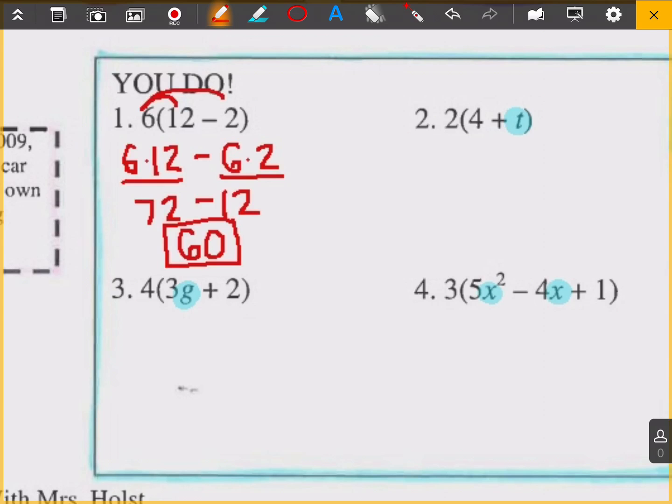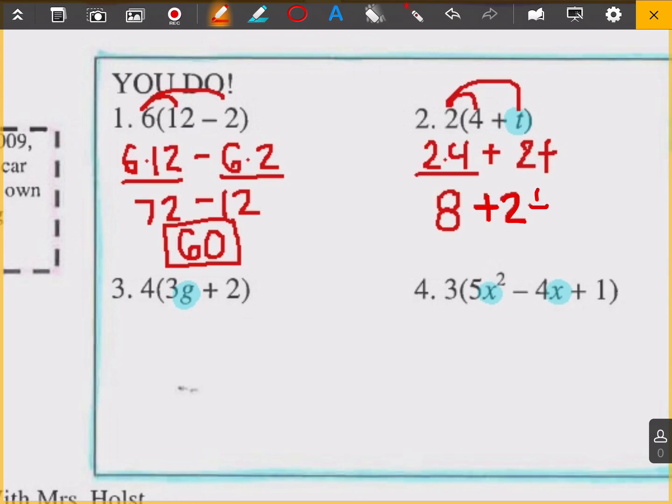For number 2, this one has a variable, so we're still going to distribute that 2 to both of the values inside the parentheses. So this would be 2 times 4 plus, because that's our sign, 2 times t, or we could just write it as 2t, because when numbers and variables are next to each other, it means that they're multiplying. The only thing we need to simplify here is the 2 times 4, which is 8. We bring down the plus sign and the 2t. This would be as simplified as we could make this problem.